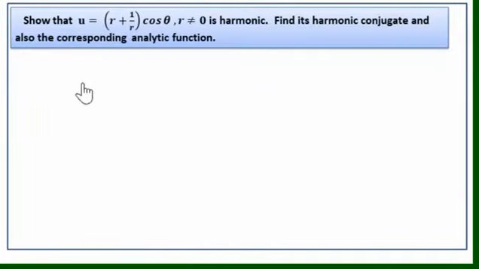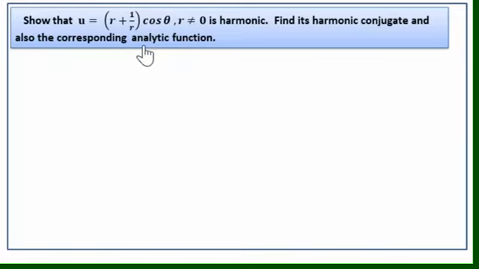Next problem, show that u is equal to (r plus 1 by r) into cos theta, where r is not equal to 0, is harmonic. Find its harmonic conjugate and also the corresponding analytic function. So here, the first part of the question, given u, we need to show it is harmonic.